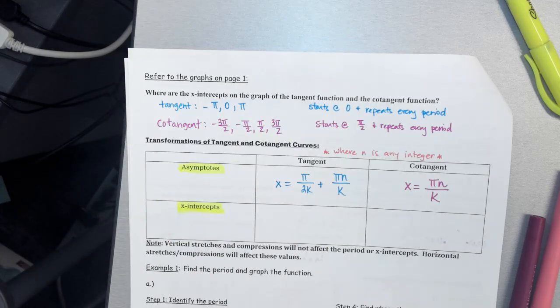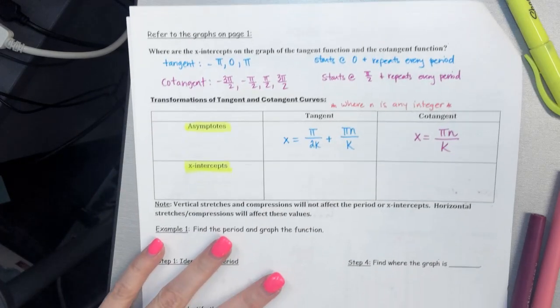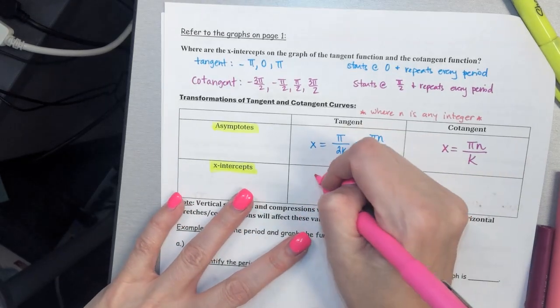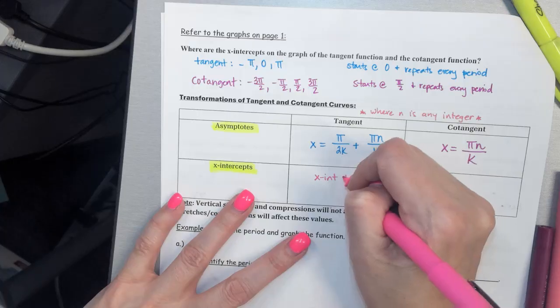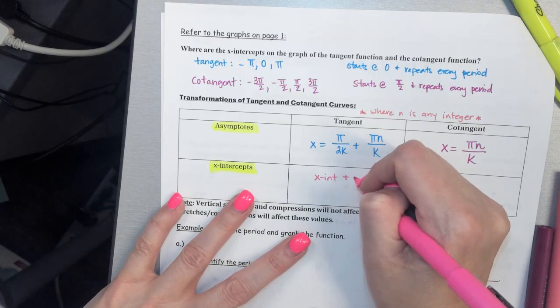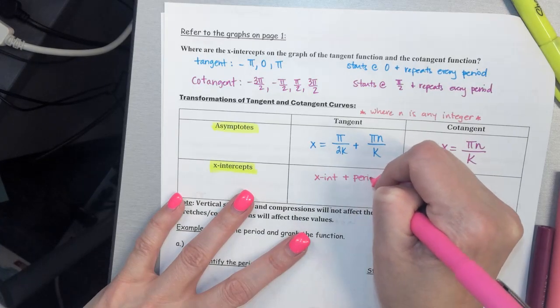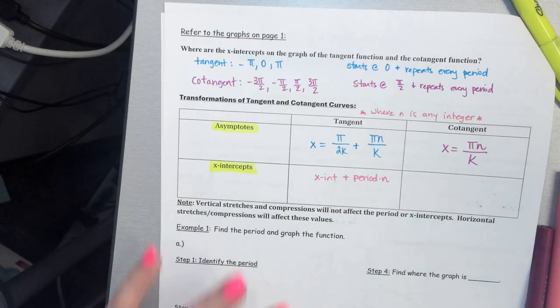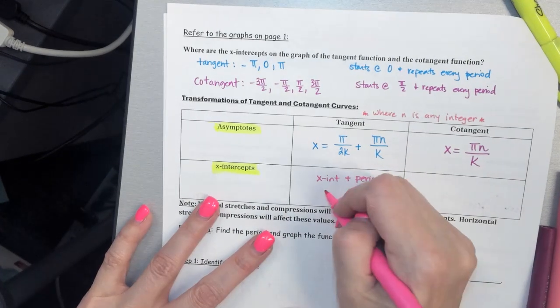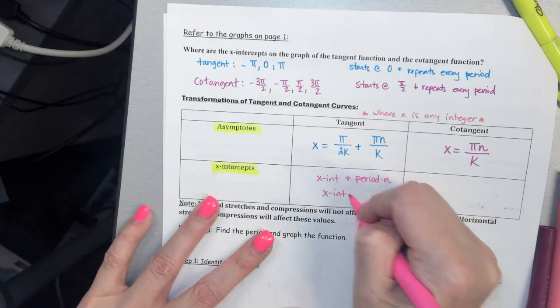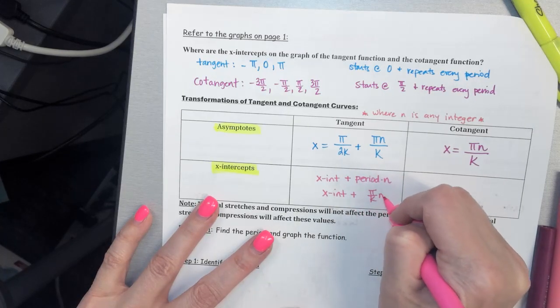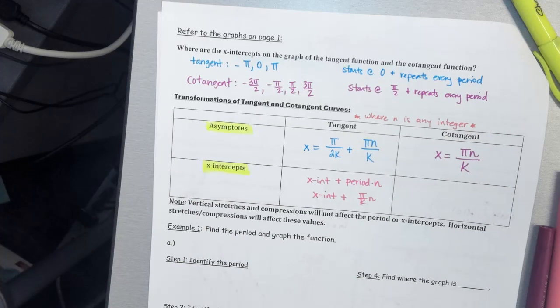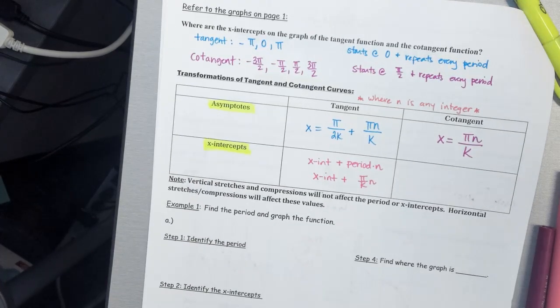Okay, and then for the x-intercept, just take your original x-intercept that you find, and then you do the period times n. So if you want, you can write that with the equation in there. You can do like pi over k times n, that would be fine.